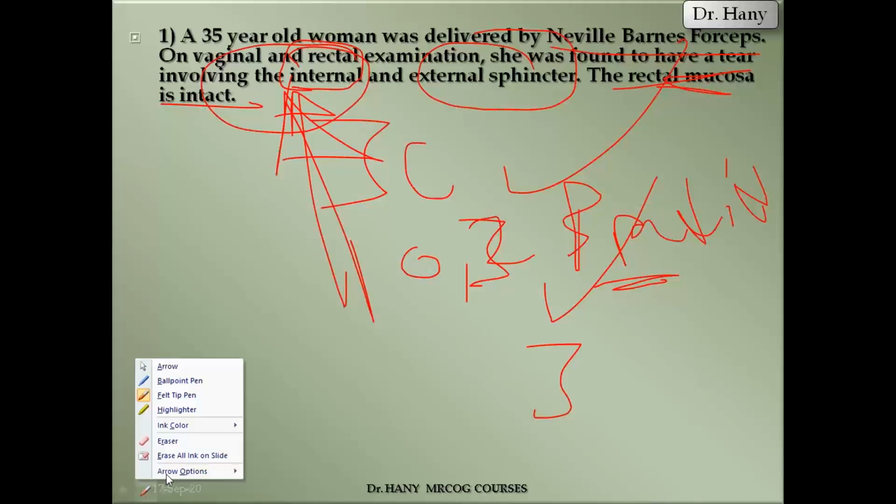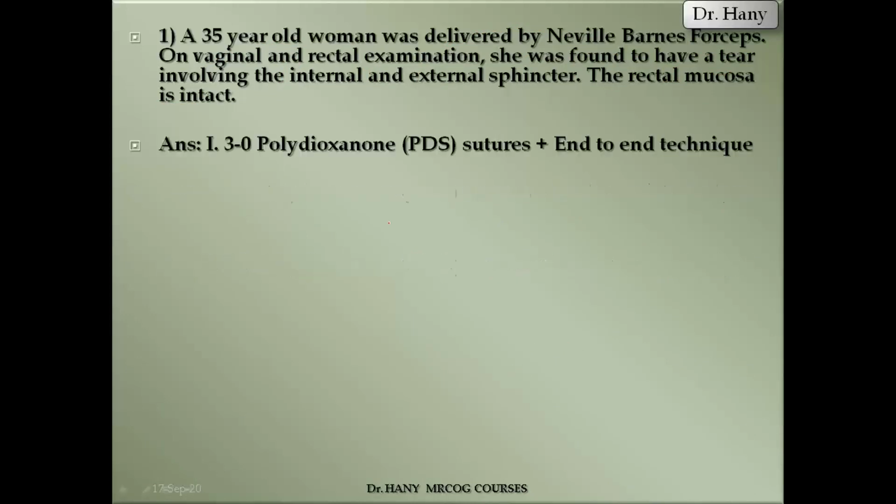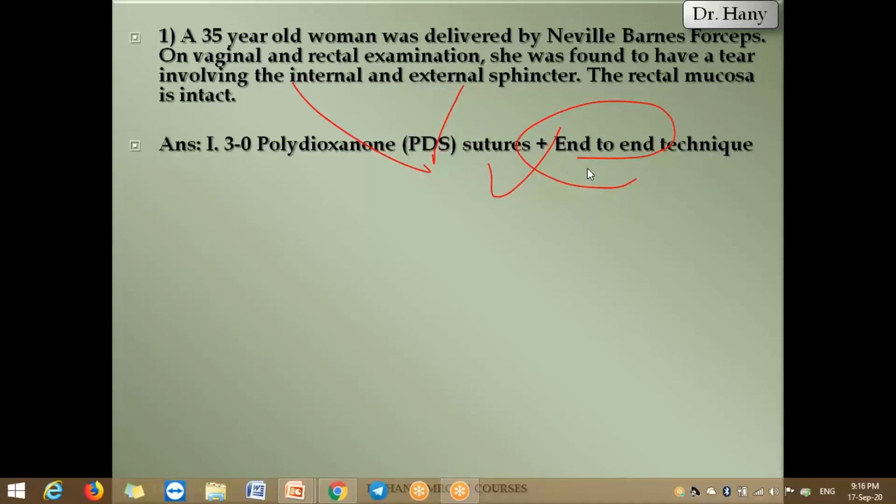So the answer will be 3-0 PDS with end to end technique because both can be sutured end to end. I will not go for anything sophisticated. I can do the external anal sphincter end to end in this scenario, so this is the best answer because both are comparable in effect. Okay? Does this make sense?